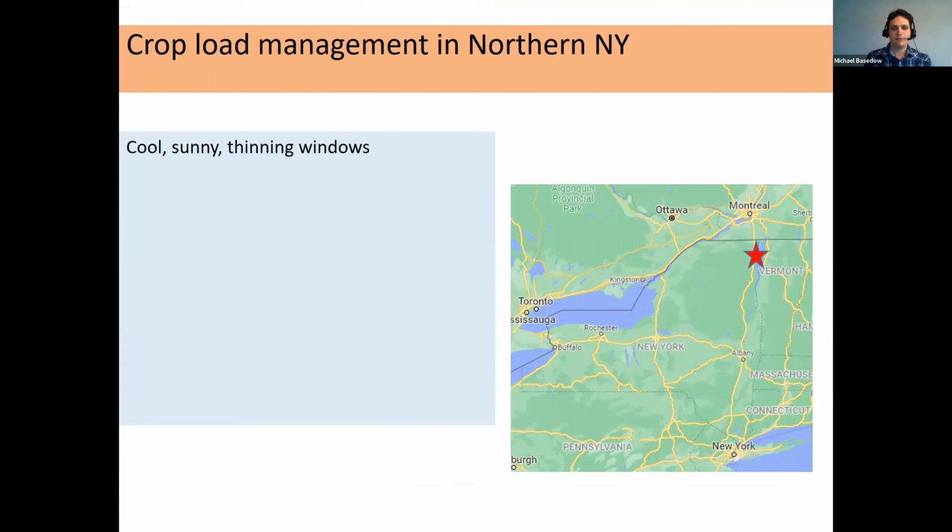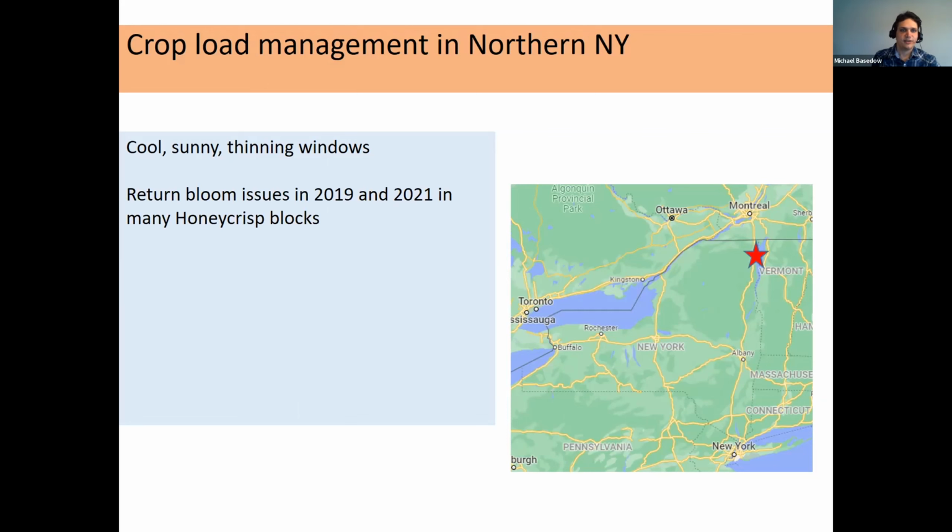So it can make it difficult in some years for our PGRs to really give us the amount of thinning that we might be looking for. In addition to that, in 2019 and 2021, we've had some issues with return bloom on our Honeycrisp block. So we're very interested in using different materials that we can use earlier at bloom to start that thinning process to hopefully get better return bloom.